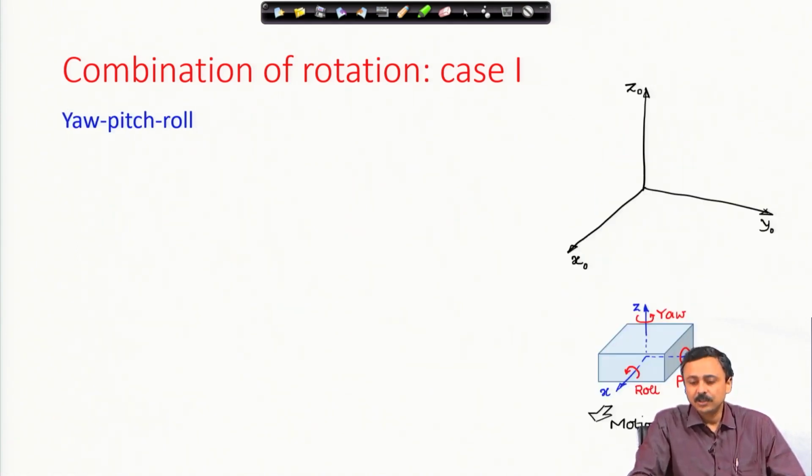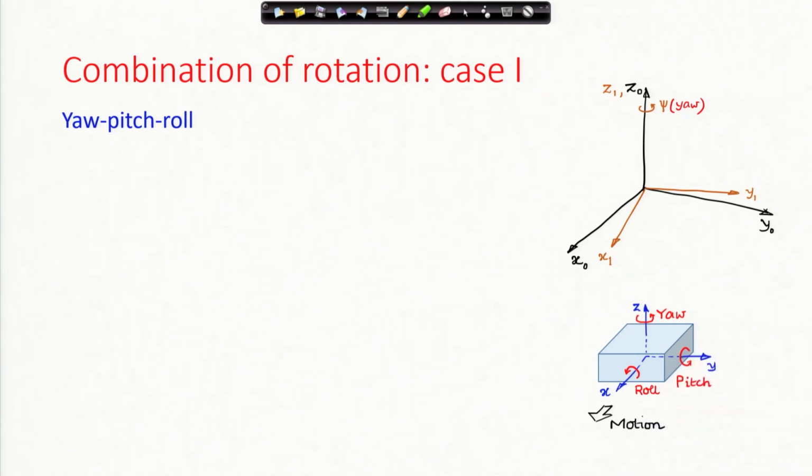We start with this x 0, y 0, z 0 coordinate frame. We first give a rotation angle psi, which is called yaw. It is about that vertical z 0 axis. So, z 0 and z 1 are of course the same. The brown frame was initially coincident with the black frame. Now, because of the yaw rotation, it has changed its orientation. And remember that x is the direction of motion, this is the direction of motion.